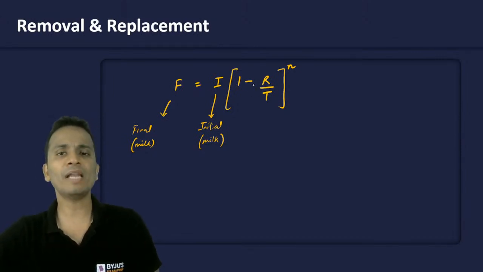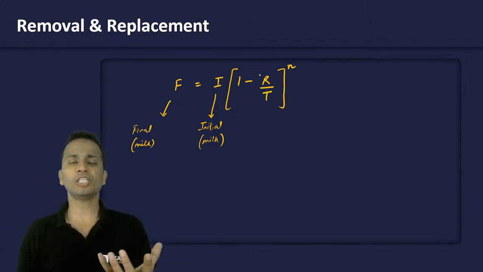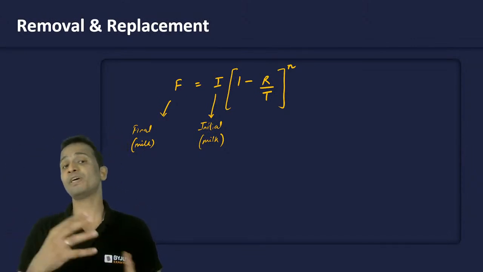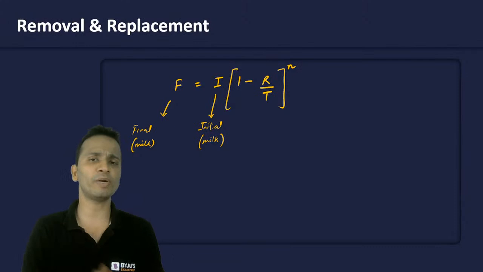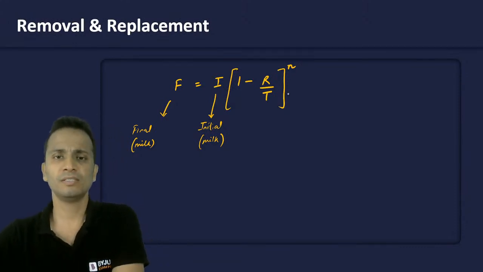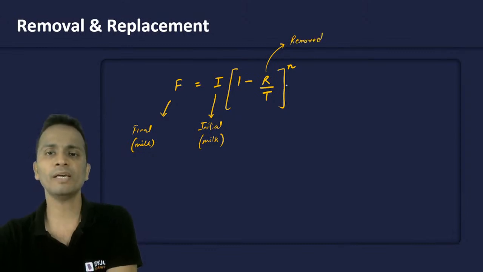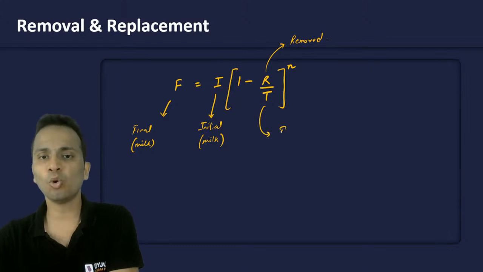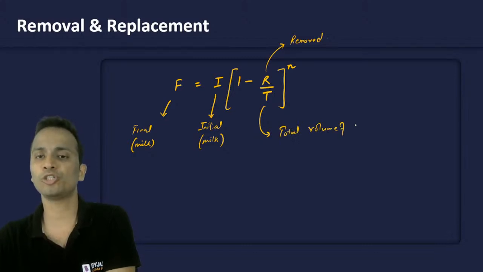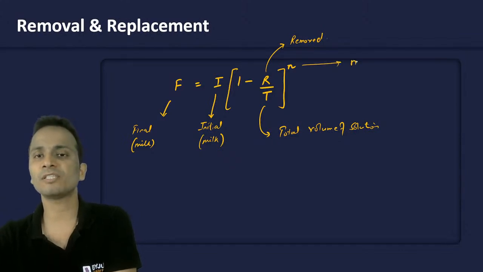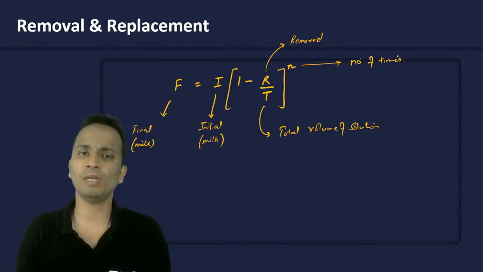Okay. In the bracket, 1 minus R over T. R means the amount of solution we are removing. So we have removed 10 liters and replaced it by 10 liters. If we are removing 20 liters and replacing it by 20 liters, then the value of R will be accordingly. So R is the quantity removed. And T is the total volume of solution. And finally, N is the number of times the step is repeated. So if we have done it 3 times, the value of N will be equal to 3.